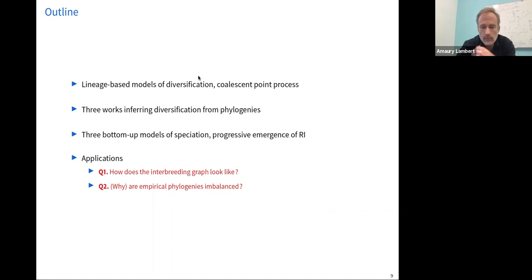And then I will come to more microscopic models of speciation, where we want to account for the progressive emergence of reproductive isolation and open the species box. Along the way, I will talk about the interbreeding graph, the graph whose edges embody the ability to interbreed between populations. And then I will be a little more specific about this puzzle of the imbalance of empirical phylogenies.